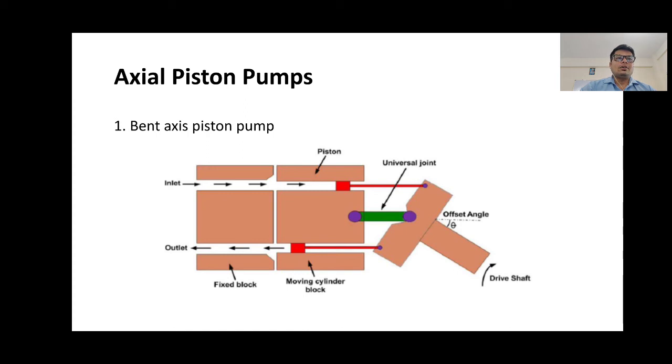A universal link is connecting the block to the drive shaft, and it provides the alignment and a positive drive. The discharge does not occur when the cylinder block is parallel to the drive shaft, and generally the offset angle for the drive shaft is kept between 0 to 40 degrees. So this is known as the bent axis piston pump.